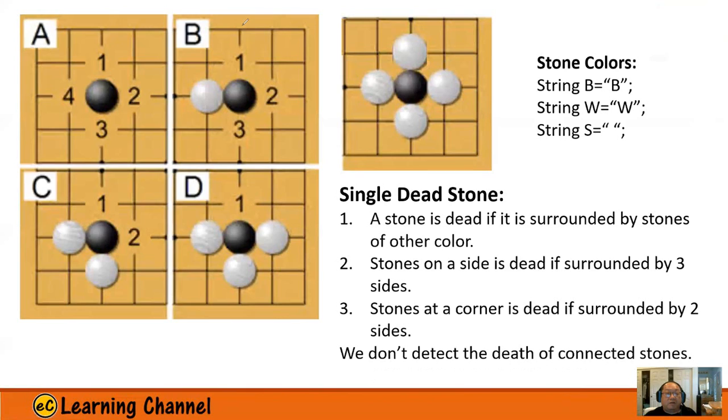In Go, your stone is alive if you still have some way you can escape. So here, we have 4 directions that you can escape. Are you okay with Go? Yeah, I know how to play. Okay.